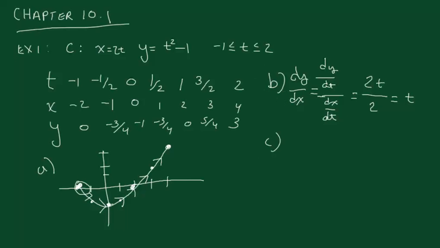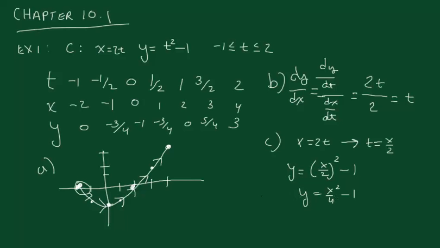In part C, it wants us to turn this parametric equation into a Cartesian equation. So the most simple way to do that in this case, we recognize that x is equal to 2t, which tells us that t is equal to x over 2. And we're going to take that and plug it in for what we know as y. So we have x over 2 squared minus 1. So y is equal to x squared over 4 minus 1, the parabola.